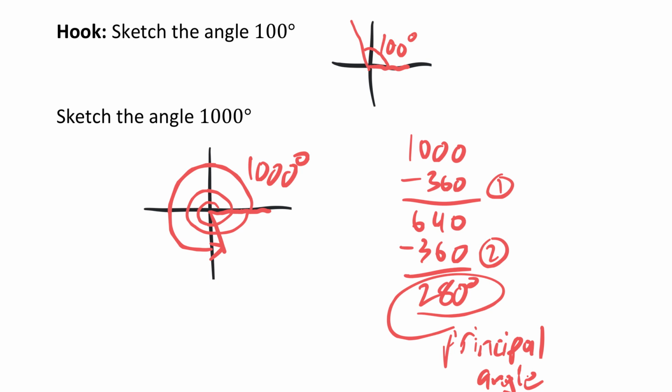We always want to have the principal angle between 0 and 360. So if you have an angle bigger than 360, you have to keep subtracting until you get below 360. Or if you have an angle smaller, you have to add, because your final answer should be somewhere between 0 and 360. Let's look at another example.